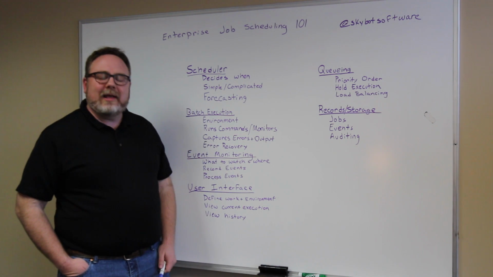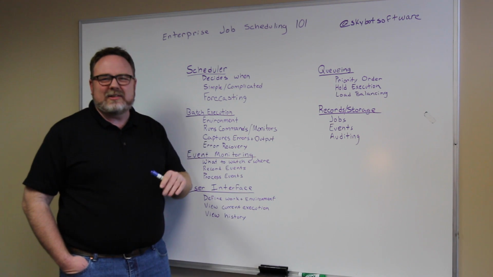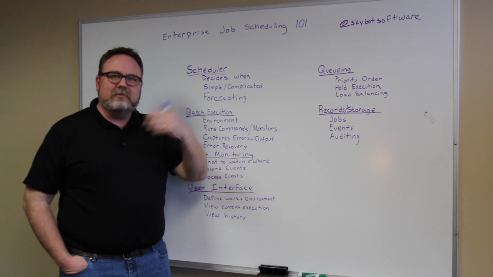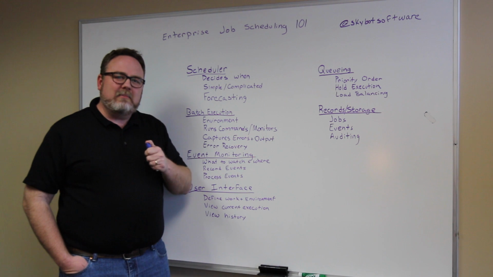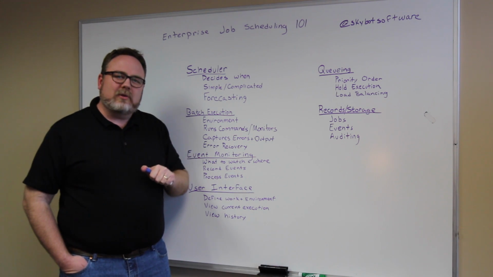Today we're going to be talking about Enterprise Job Scheduling 101. We're going to cover some of the major subsystems of an enterprise job scheduler. Those subsystems being your job scheduler, the batch execution engine, your event monitoring thread, your user interface, the queuing mechanism, and your records and storage.